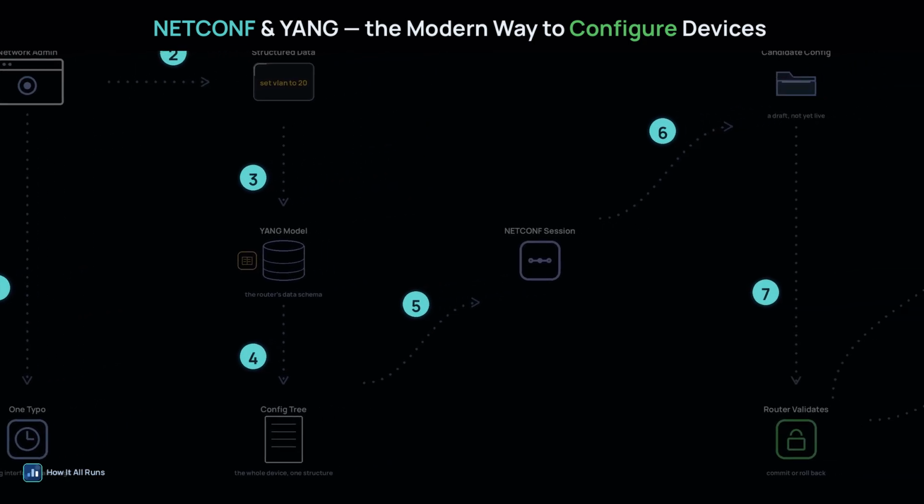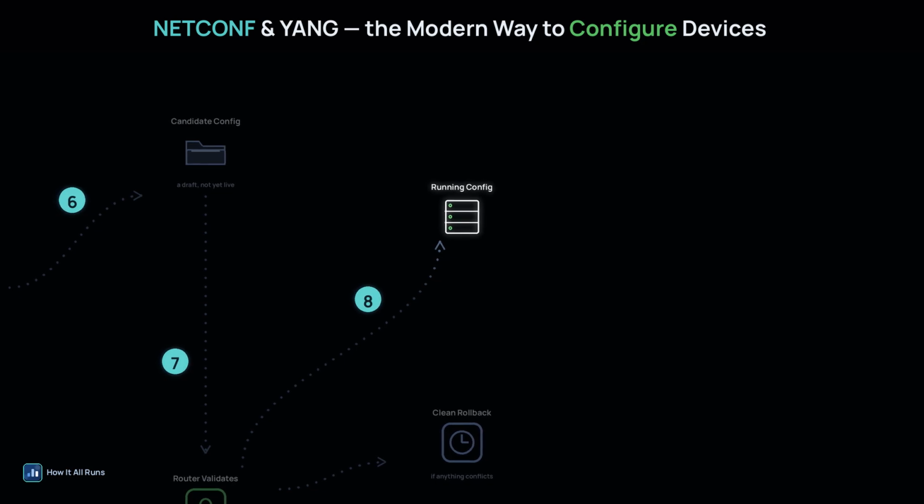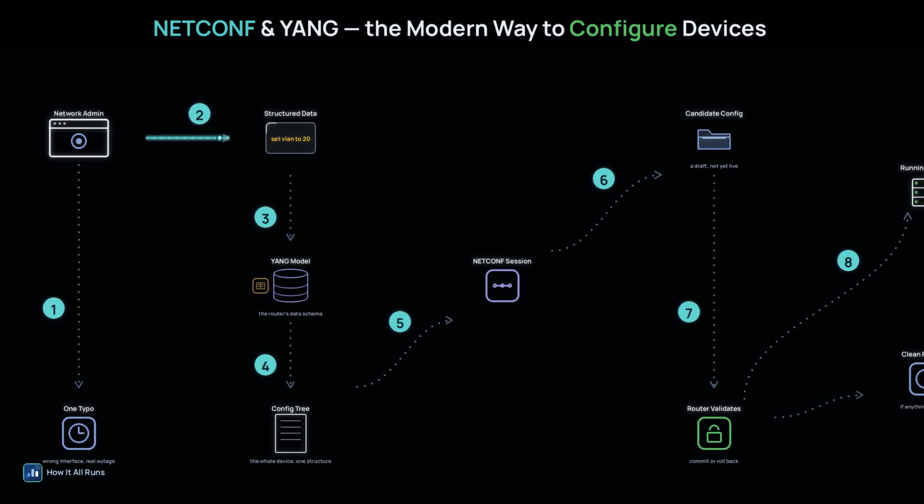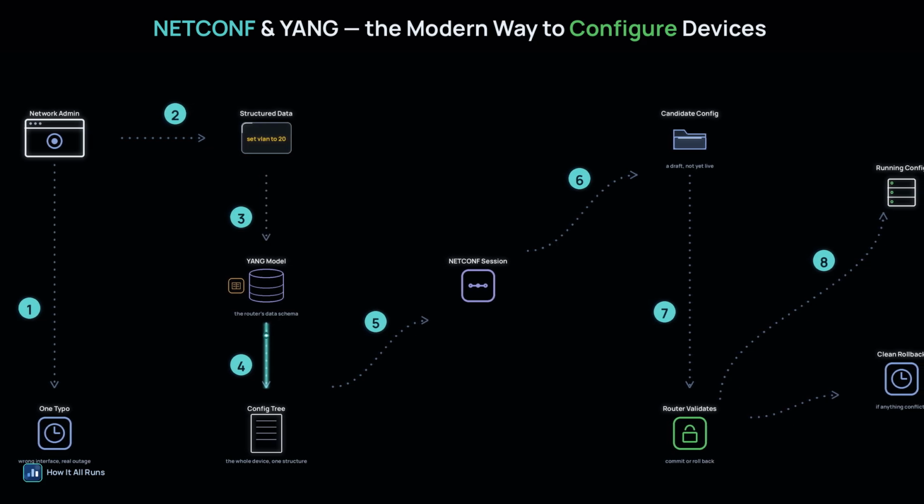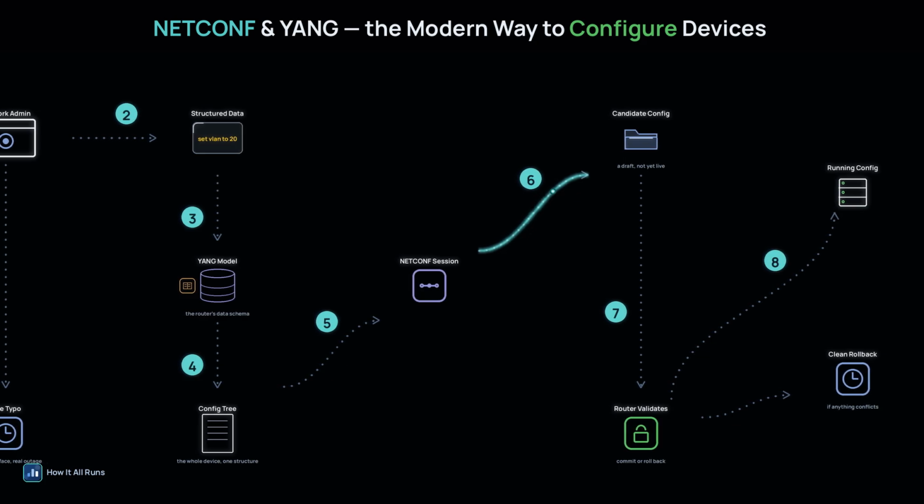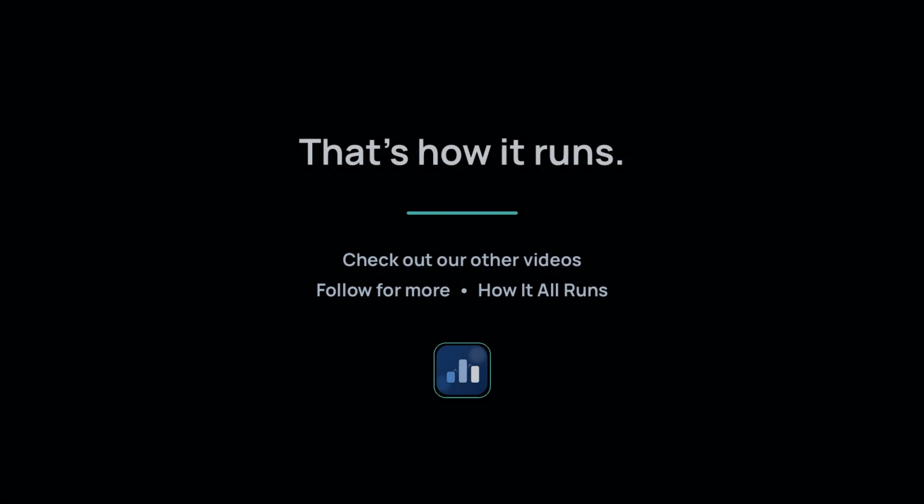The honest trade-off is setup cost. Every device needs an accurate Yang model and NETCONF support before any of this works, and older hardware sometimes only speaks the traditional typed command line at all. A typed command risks one silent typo becoming an outage. Structured data checked against a Yang model, carried over NETCONF, staged as a candidate and validated before it commits, never gets that chance. That's how it runs.